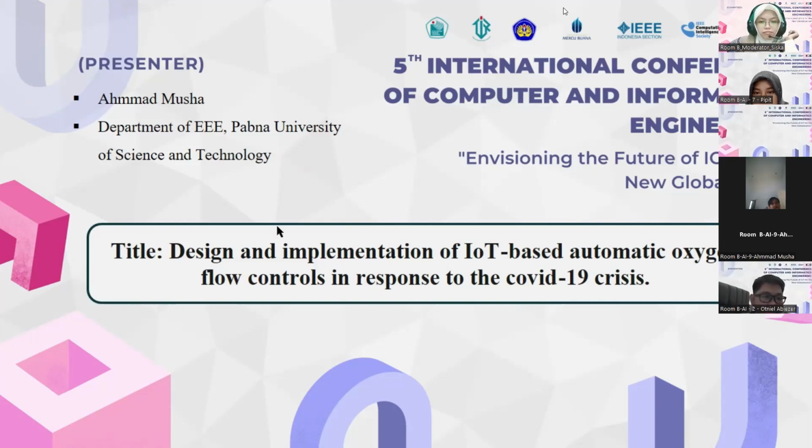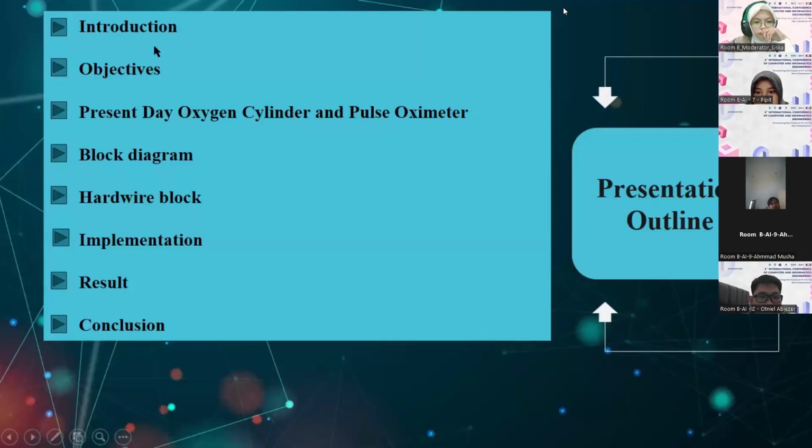The title of our paper is Design and Implementation of IoT-based Automatic Oxygen Flow Controls in Response to the COVID-19 Crisis. The outline is Introduction, Objectives, Present-Day Oxygen Cylinder and Pulse Oximeter, Block Diagram, Hardware Block, Implementation, Result, Conclusion.